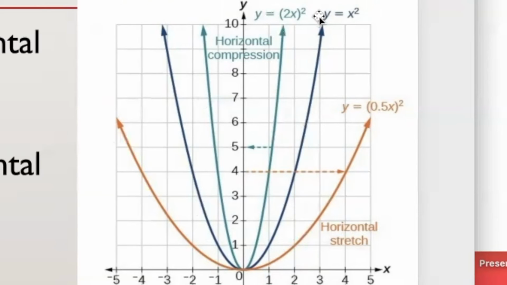Now, the original function is y equal x squared. So if I have y equal (2x) all squared, what happens? At x equal 1 for the original function, I have y to be 1. But here, when I have x equal 1 and I put it into this function where a is 2, I will have 1 times 2 is 2, and 2 squared is 4. So for the compressed diagram, it is now y to be 4. So x is still 1, but y is 4.